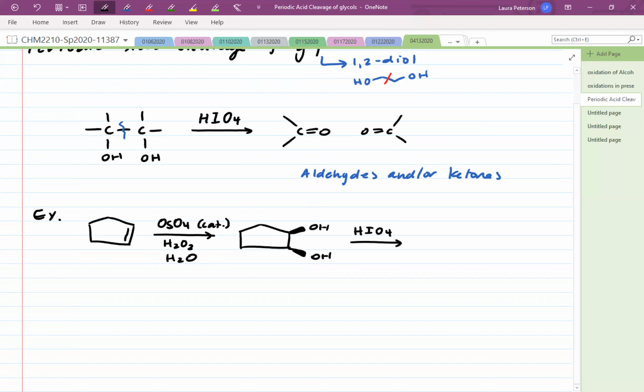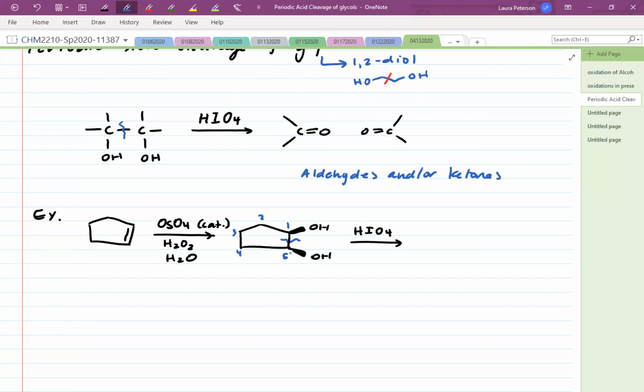HIO4, and we're going to break the bond between the carbons that have the OHs, and we're going to oxidize those to the corresponding carbonyls. So at this point, we're going to have a 5-carbon chain, and then let's think about what functional group we expect at carbon 1 and carbon 5. Should we end up with an aldehyde or a ketone at those two positions?